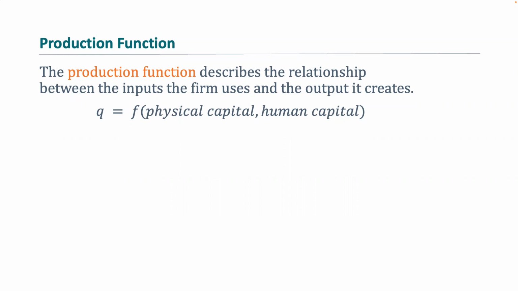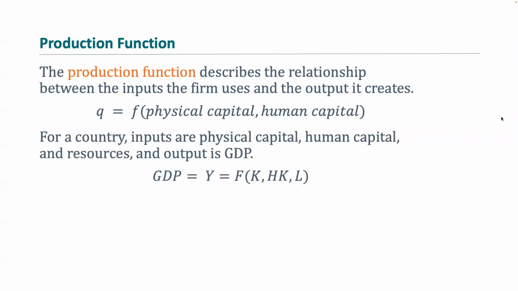Your problems will tell you specifically who you're calculating this for, but the production function is equal to a function of physical and human capital. So when we see that F, it tells us that it is a function of these two things. For a particular country, inputs are going to be things like physical capital, human capital, and resources. And then output is going to be GDP.